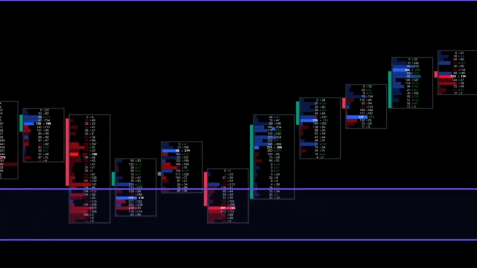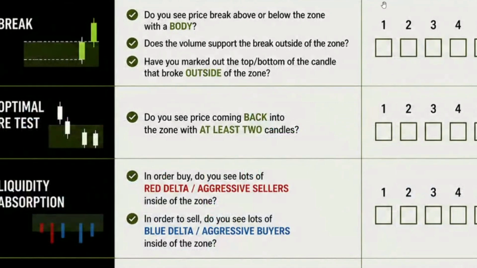Yeah. So I'm actually going to answer your question now. Do you see price coming back into the zone with at least 2 candles? Now, strictly speaking, you can do it off one if you want. With me personally, I like to see 2. It's just a personal conservative approach. However, you can do 1 if you feel good in the moment.